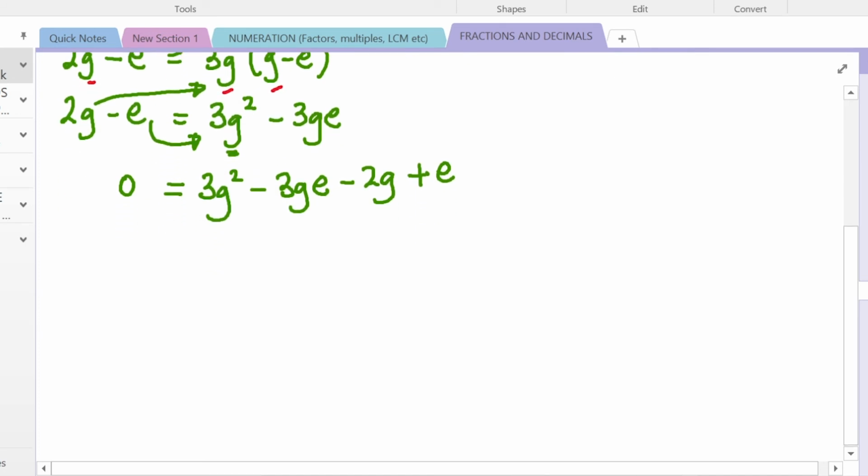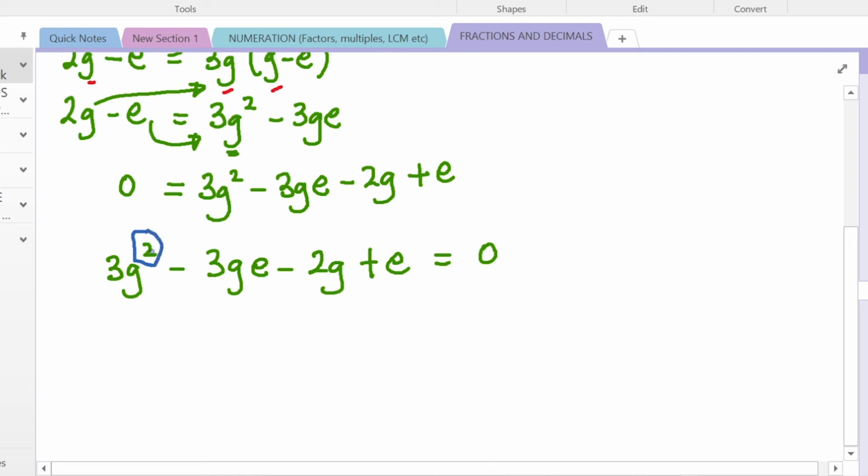Maybe let me rearrange it here and say this is going to become more like 3g squared minus 3ge minus 2g plus e is equal to 0. Now when you look at this, remember, since we have g squared, this is a quadratic expression because it has its highest power as 2. And so if we are to make g the subject of the formula, it is as simple as factorizing it.